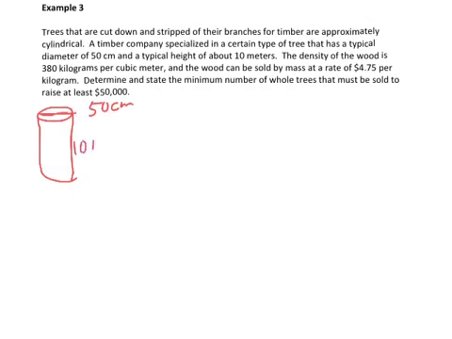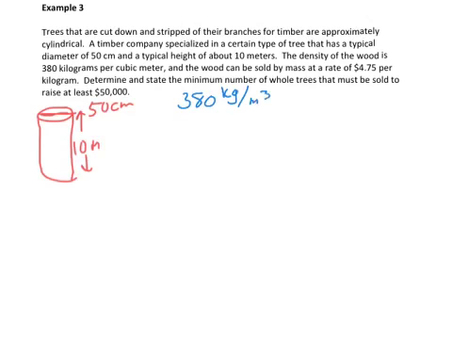So right there, you've got to pay attention to this. I have a height in meters and I have a diameter in centimeters. So let's see what the density is in. So typical diameter 50, height of 10 meters. The density is 380 kilograms per cubic meter. So we're going to want to convert to meters. 380 kilograms per cubic meter.